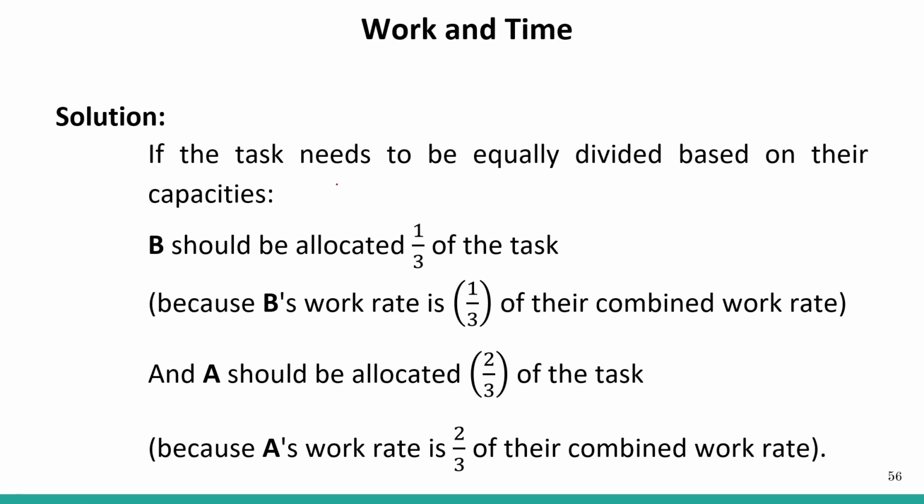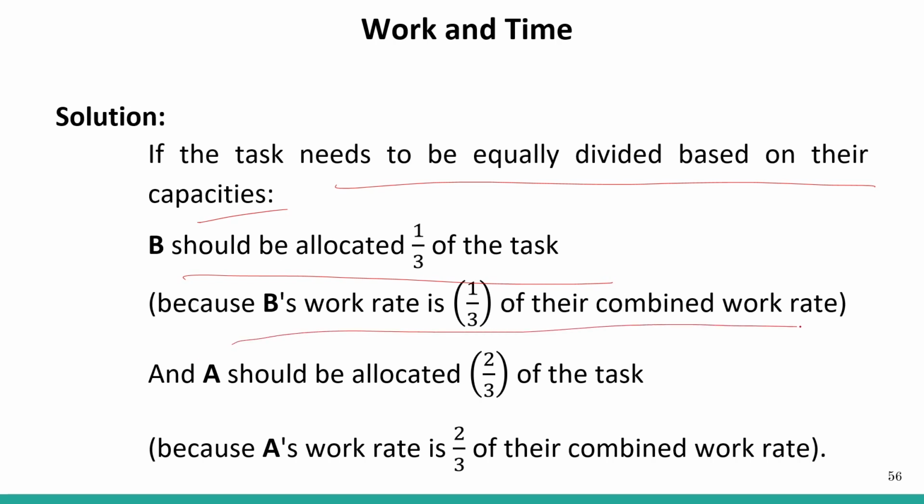Okay, so if the task needs to be divided based on their capacity, B should be allocated 1 by 3rd of the task, because B's work rate is 1 by 3rd of the combined work, and A should be allotted 2 by 3 of the task, as A's work rate is 2 by 3 of their combined work rate.